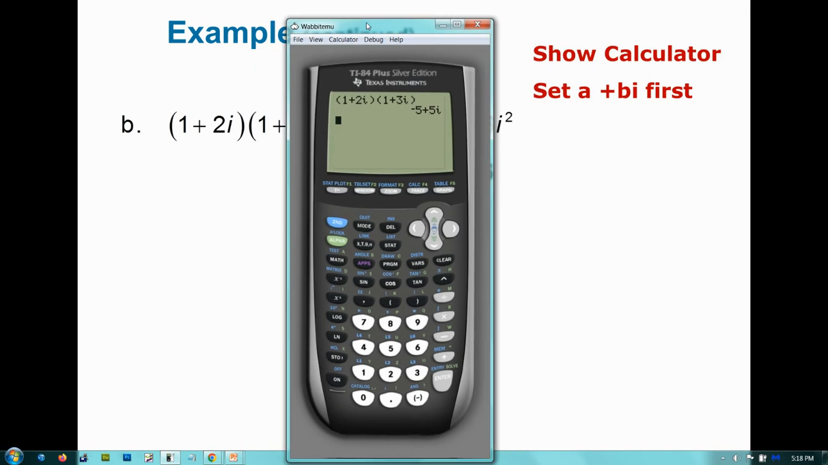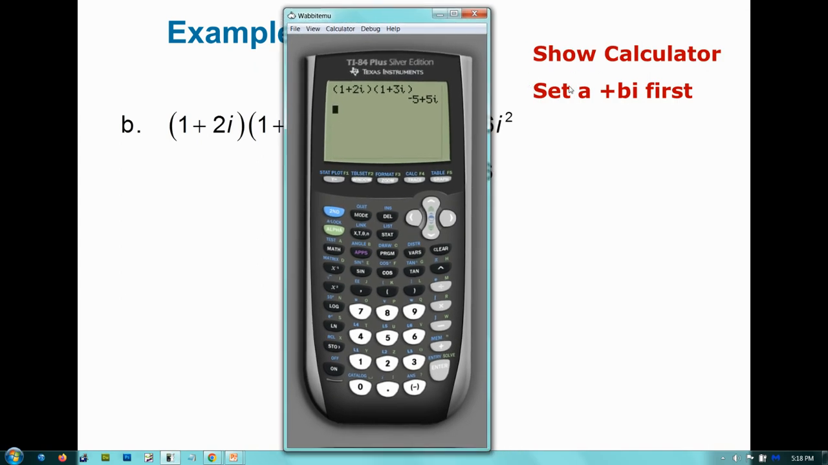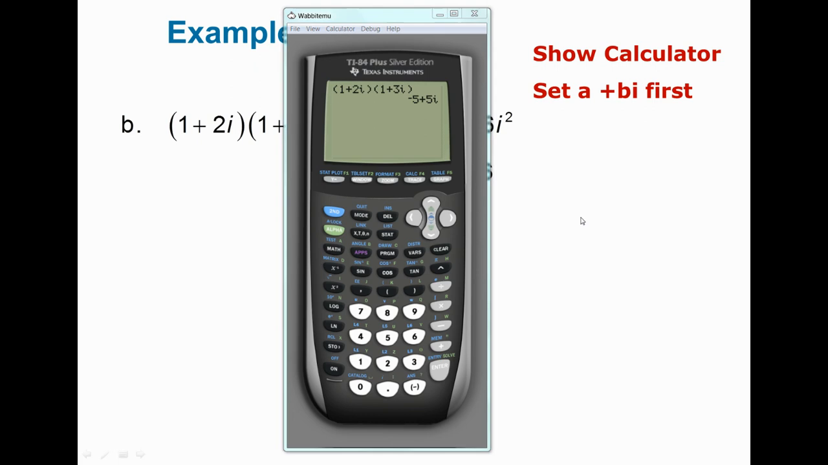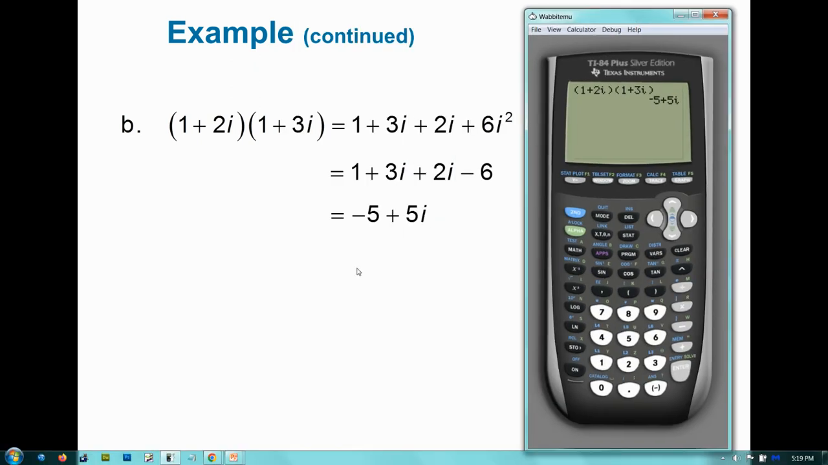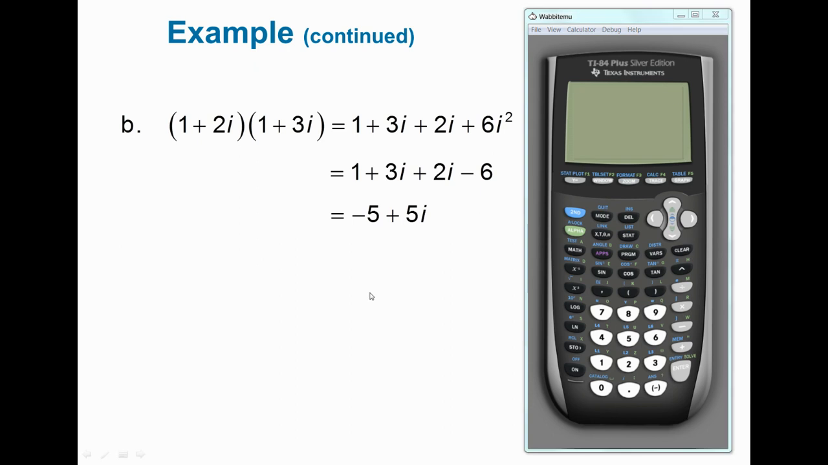It also says here, show calculator, set a plus bi first. All right. I did the mode, but here's what I'm telling you. If you go back to mode here, you come down to the next to last, you see where I got mine set. Let me set it like this. I want to set it at a plus bi. Yeah, I should have said that first. I had the note here, but I didn't say it. All right, you need to set your calculator so it understands working with i. And that's why it gave me the correct answer before, but I thought it wasn't. All right, let me clear that.